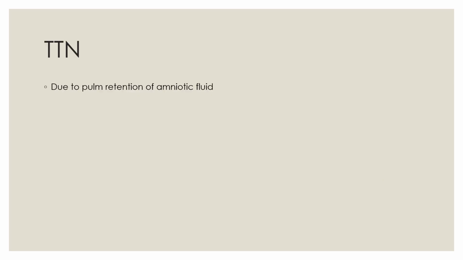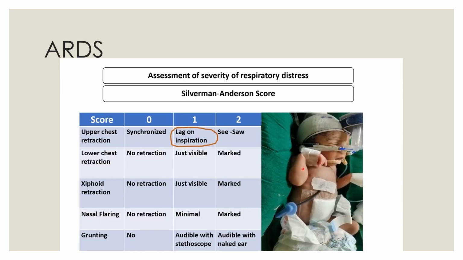What is transient tachypnea of newborn? It's a transient event, just like the name. It is due to pulmonary retention of the amniotic fluid. In the X-ray, you can see that there is interstitial fluid. Okay. Now, what is ARDS? That is acute respiratory distress syndrome, and there is a score for severity of the respiratory distress, which is called the Silverman-Anderson score. You have studied the APGAR score. Now, this is the Silverman-Anderson score for the respiratory distress syndrome.